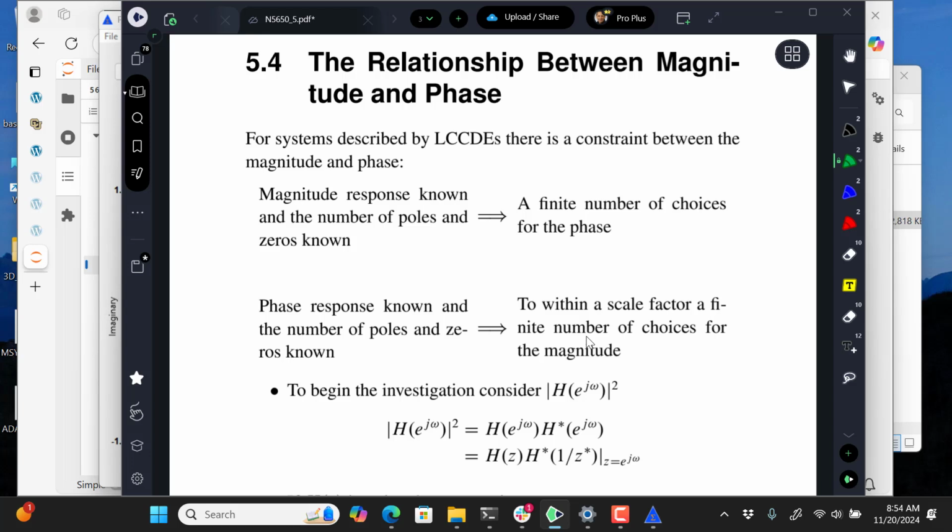It says if the magnitude response is known and the number of poles and zeros is known, then there's just a finite number of choices for the phase. Flipping it around, if the phase response is known and the number of poles and zeros is known, then to within a scale factor, there's a finite number of choices for the magnitude response. This doesn't seem all that amazing, but it's just telling you that in stable and causal systems, you just have so many choices if you've got so many poles to put down and so many zeros to put down.